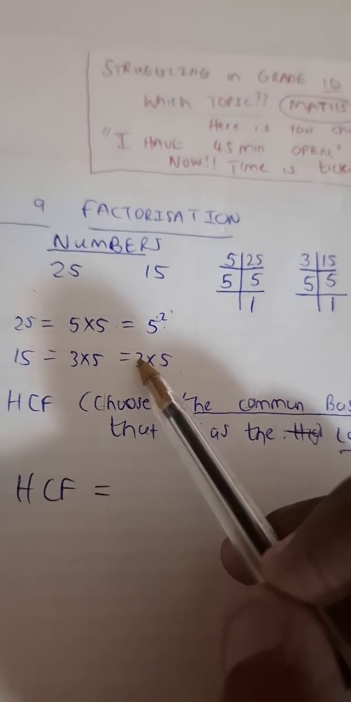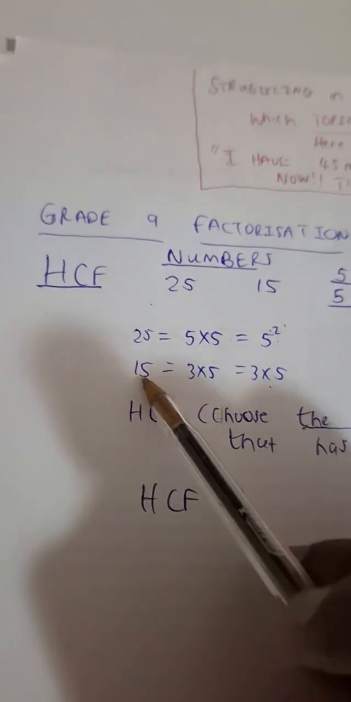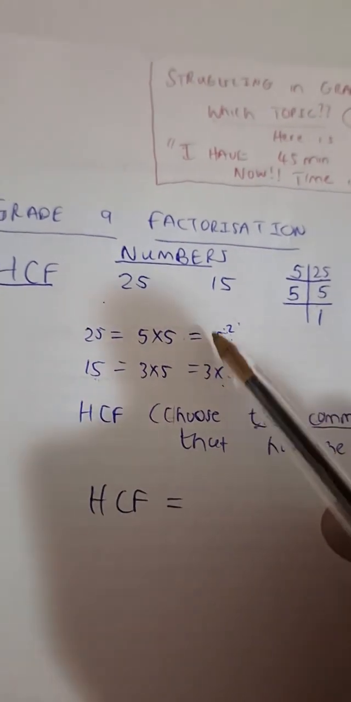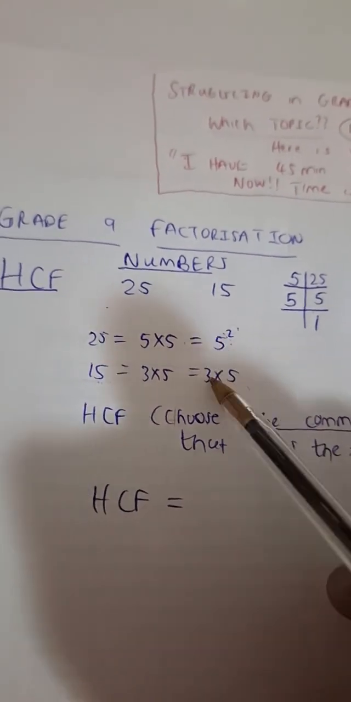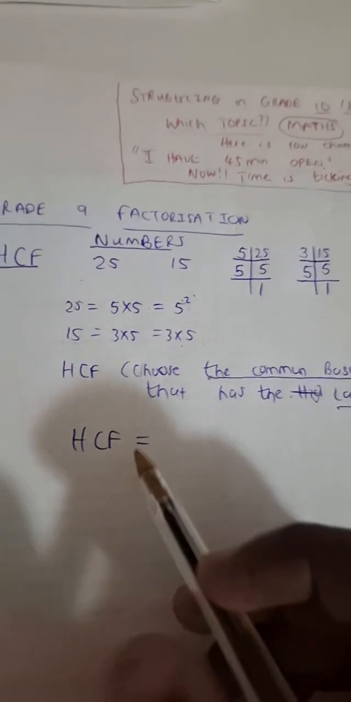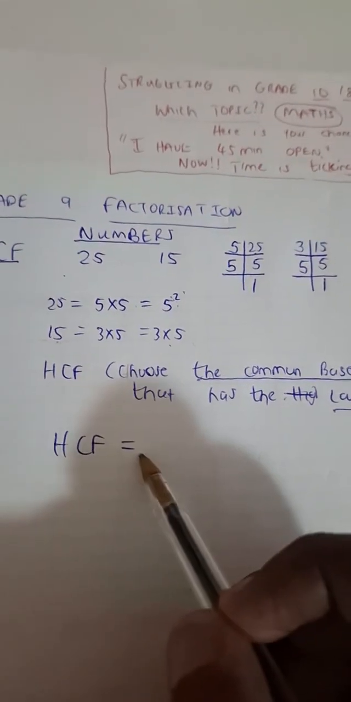3, for instance, is only there for the number 15. But 25 has no base that is 3. So that means 3 is not a common base. So that means 3 is not going to be included as part of our highest common factor.